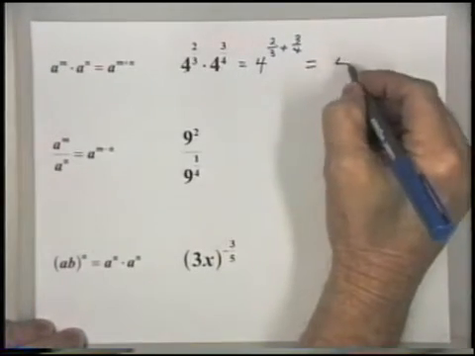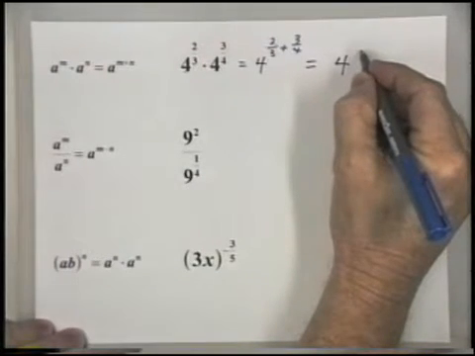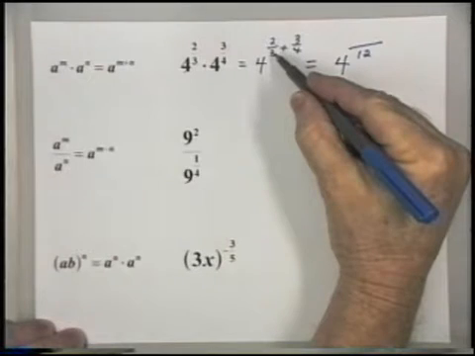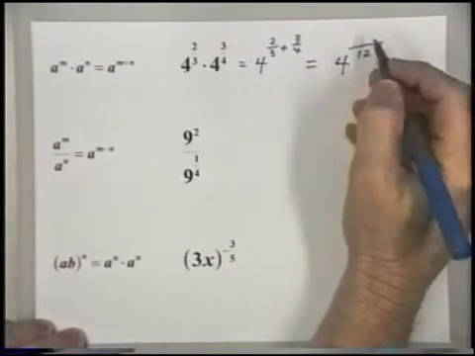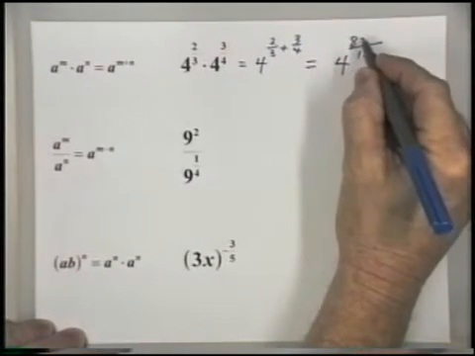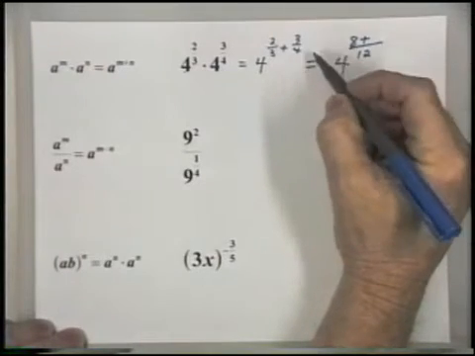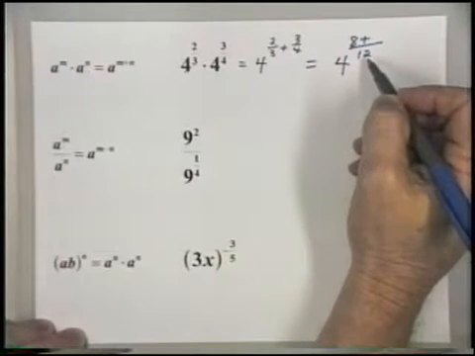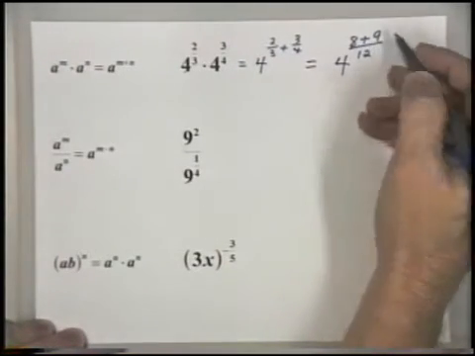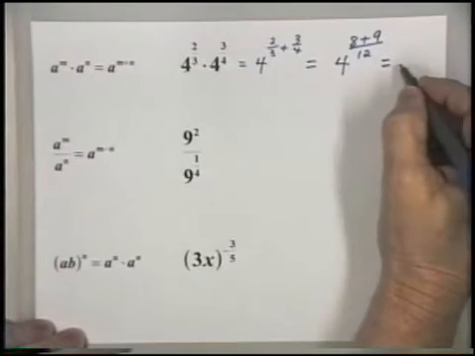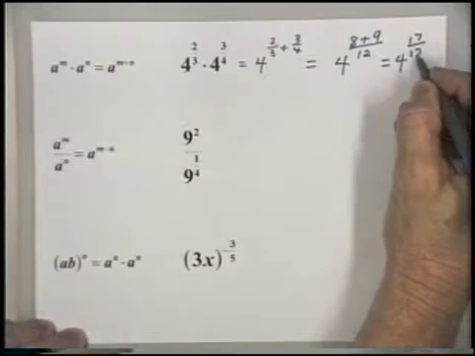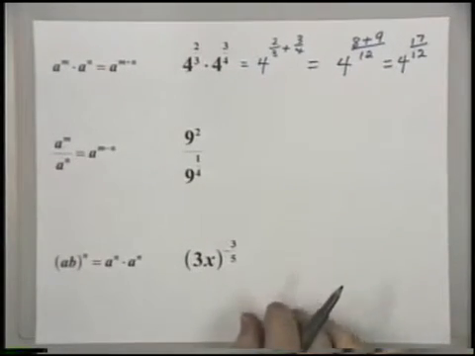Well, we need a common denominator of 12. 3 will go into 12 4 times, and 4 times 2 is 8. 4 will go into 12 3 times, and 3 times 3 is 9. And so we get 4 to the 17/12.